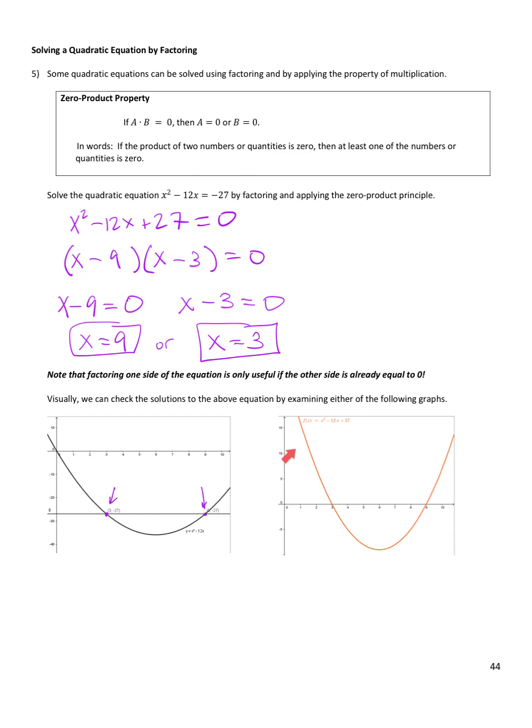I also solved it by looking at this equation where I graphed y equals x squared minus 12x plus 27 and looked at where it crossed the x-axis because that's where the function is 0. That's where the graph is 0. So at 3 and at 9. It's just a visual way that you can confirm your solutions.